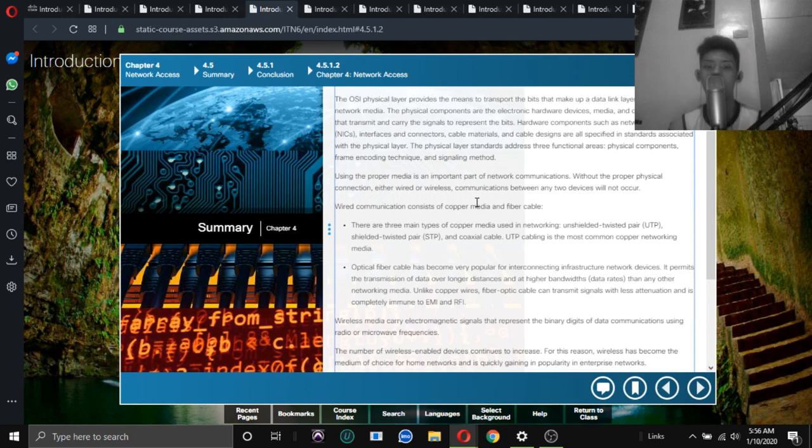Also, optical fiber cable has become very popular for interconnecting infrastructure network devices, and it permits the transmission of data over longer distances and at higher bandwidths than any other networking media. Unlike copper wires, fiber optic cable can transmit signals with less attenuation, and it is completely immune to EMI or RFI.